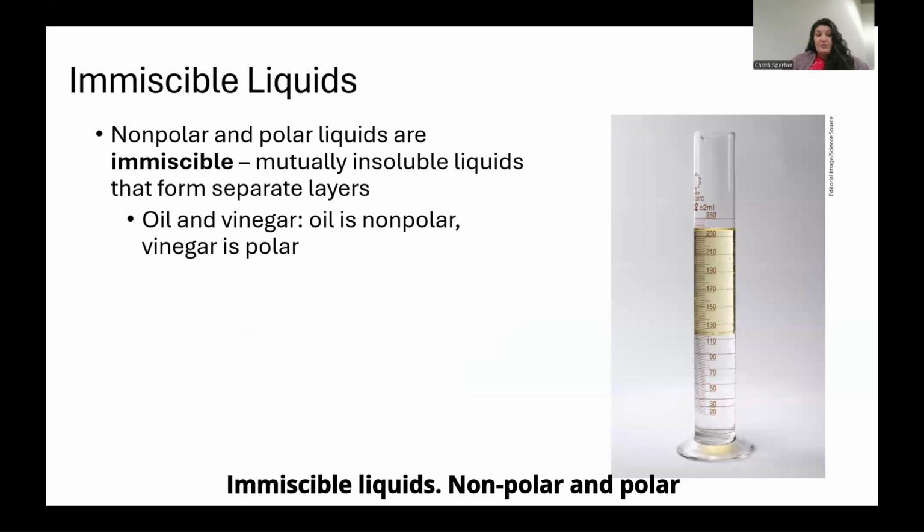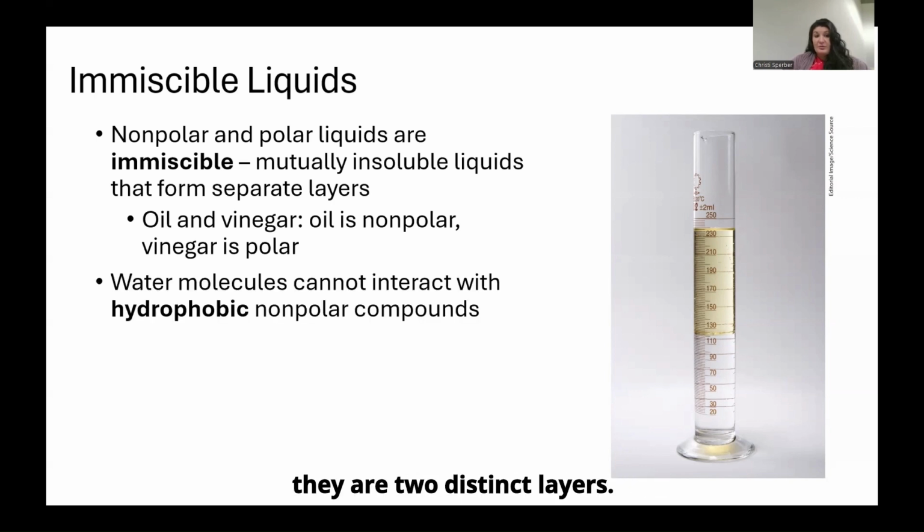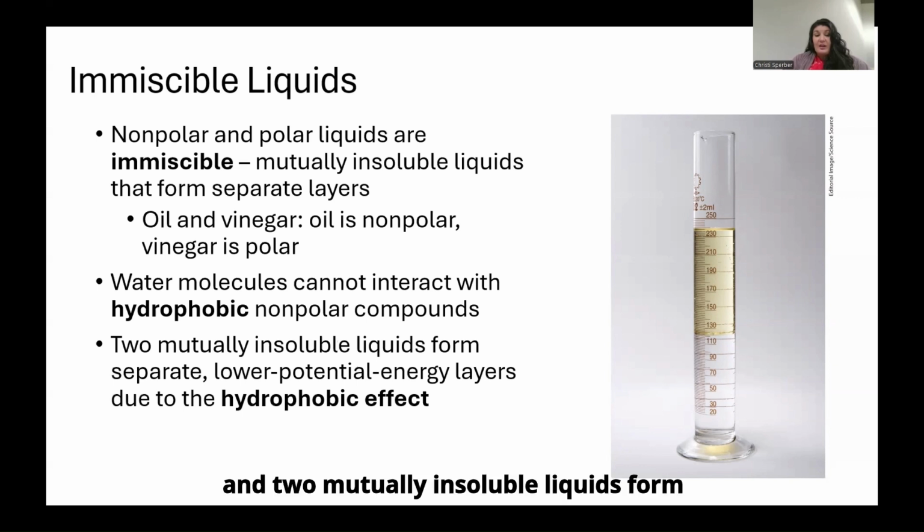Immiscible liquids. Nonpolar and polar liquids are what's called immiscible, mutually insoluble liquids that form separate layers. Oil and vinegar are an example of nonpolar and polar liquids. Oil is nonpolar and vinegar is polar. You can see on the right-hand side that they form two distinct layers. Water molecules cannot interact with hydrophobic nonpolar compounds, and two mutually insoluble liquids form separate, lower potential energy layers due to what's called the hydrophobic effect.